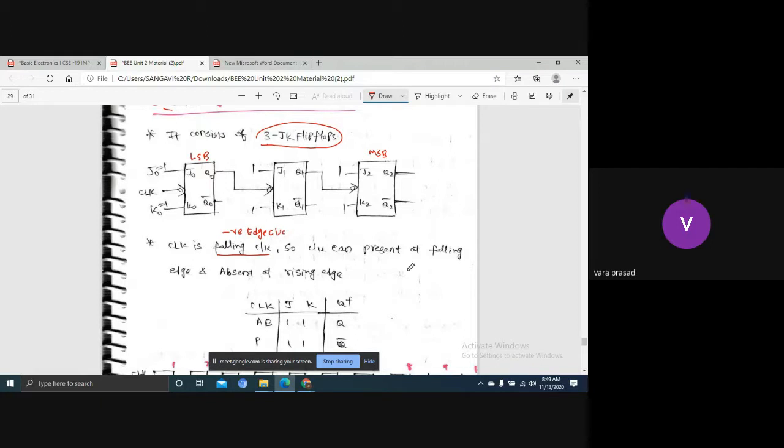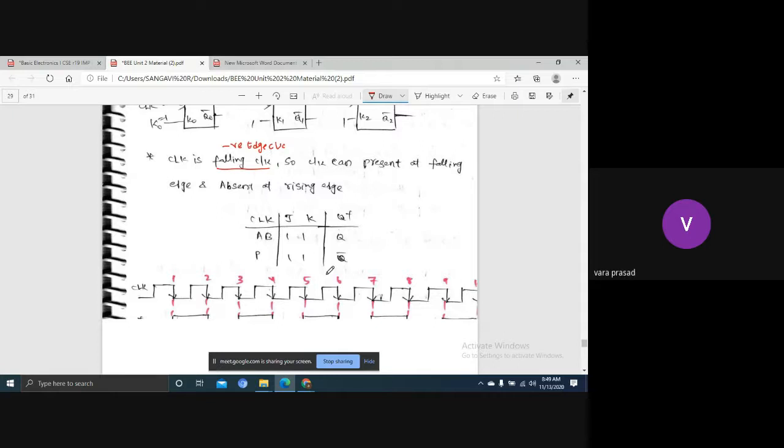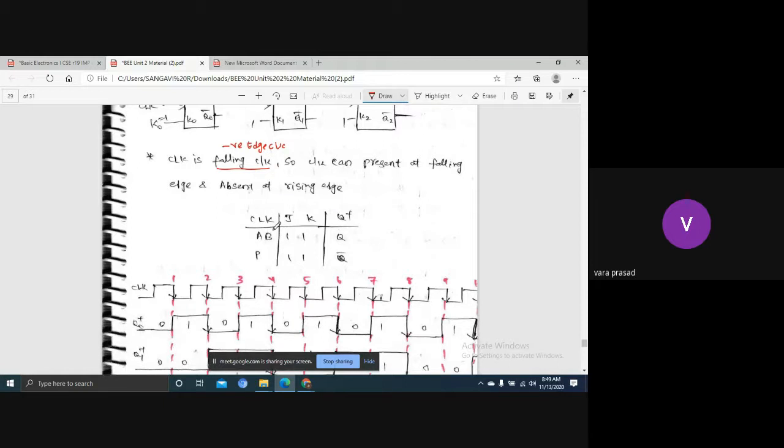So clock is present at the falling edge, absent at the rising edge. Now this is a truth table. Please keep in mind that when the clock is absent, that is at the rising edge, and present at the falling edge. When it is a rising edge, J, K, R are always fixed at 1, 1, 1, and the next state is Q only, because the clock is absent.